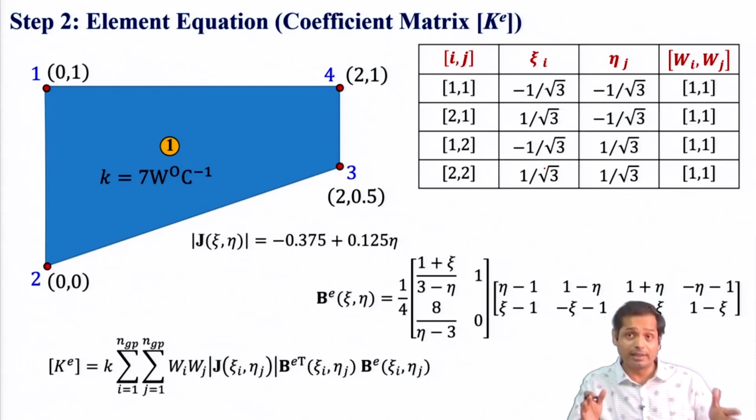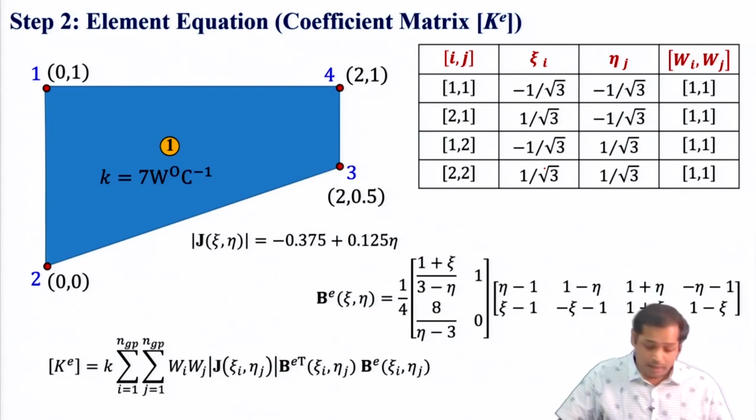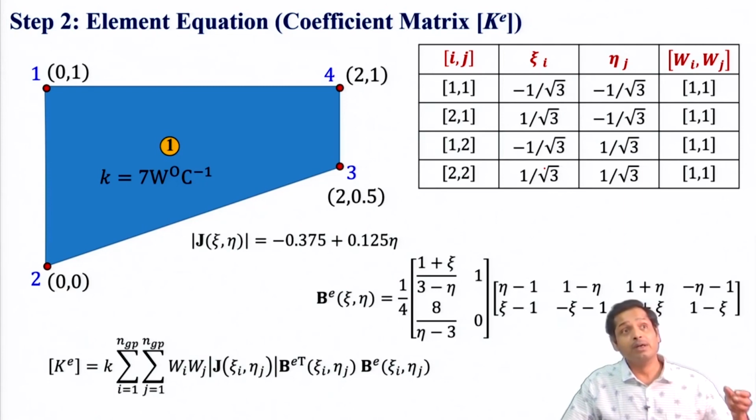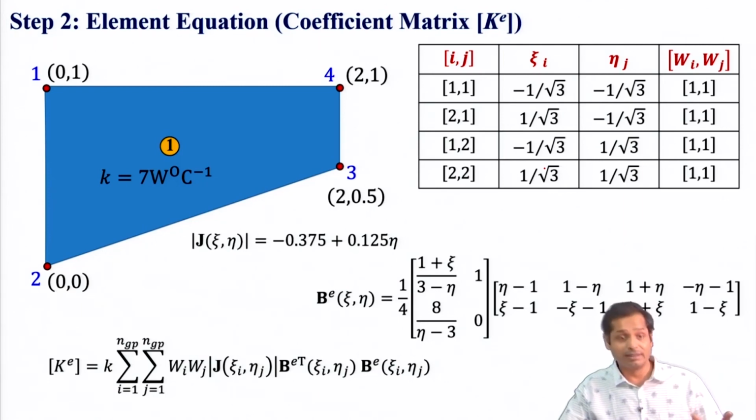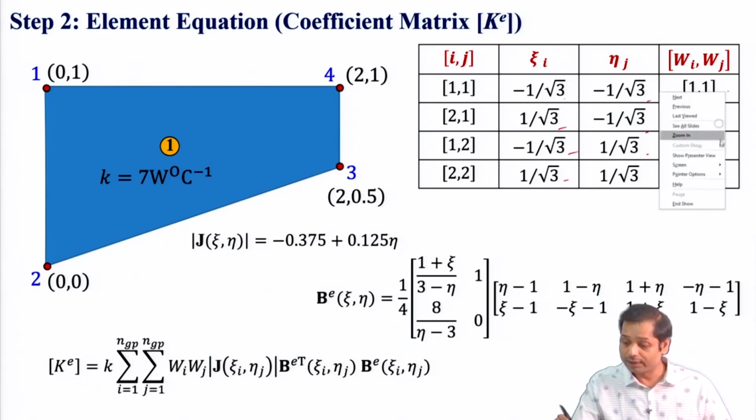That would be a very interesting exercise to do, and then see whether you get the same solution or a different solution. You can also try with the 1-point Gauss quadrature rule, and then see the result. Okay. So now for the 2-point quadrature rule, we know that there are 4 points, and these are the coordinates of these integration points.